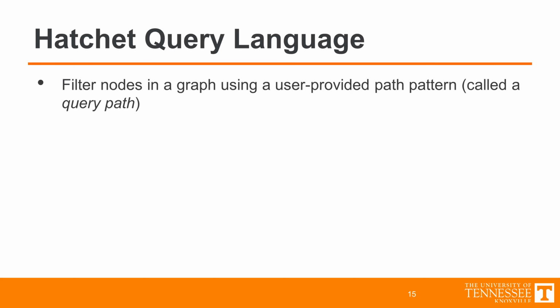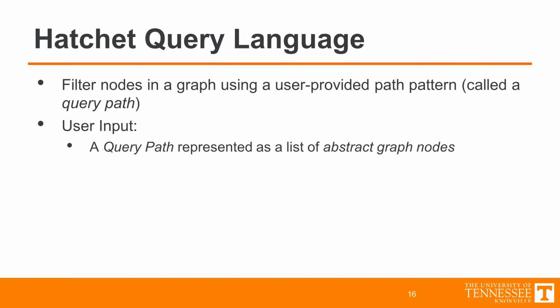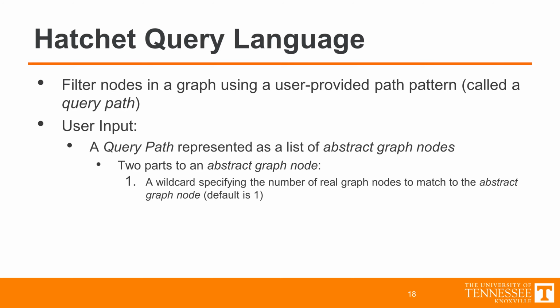The main purpose of the query language is to allow users to filter nodes in a graph using a user-provided path pattern, which I'll refer to as the query path. In other words, the query language allows users to perform relationship pattern matching on a graph frame. This relationship pattern, or query path, is represented as a list of abstract graph nodes. Each abstract node has two parts. First, there is the wildcard, which specifies the number of real graph nodes to match the abstract node.